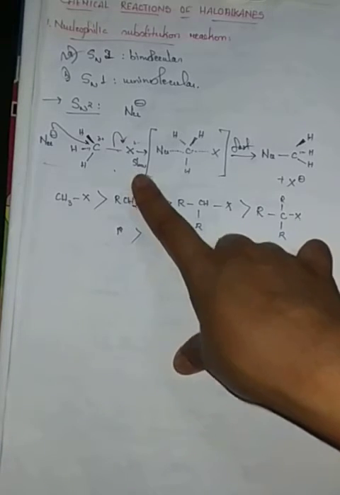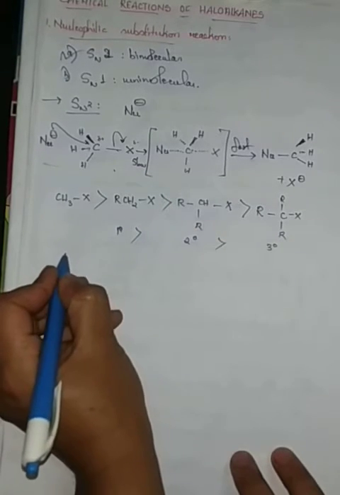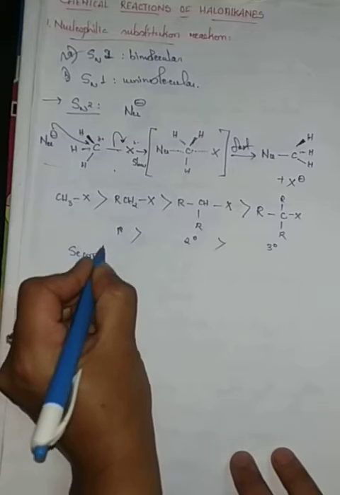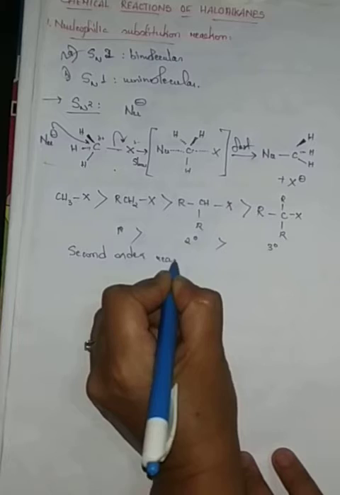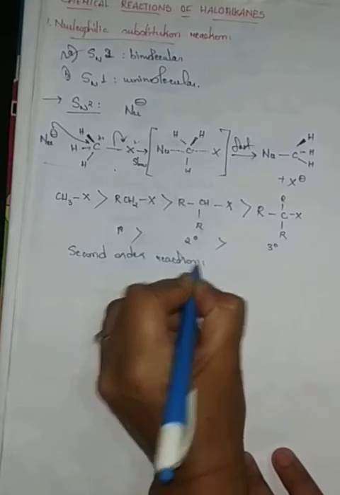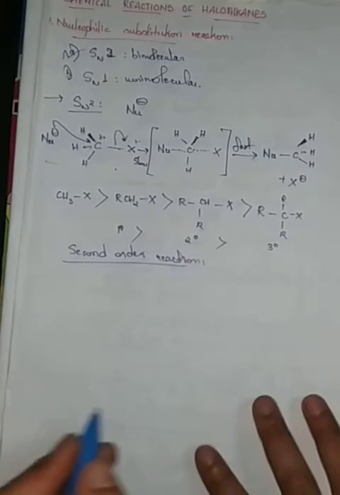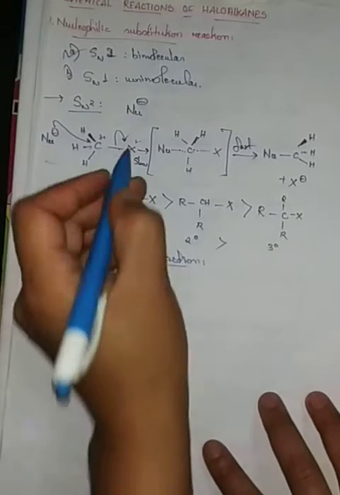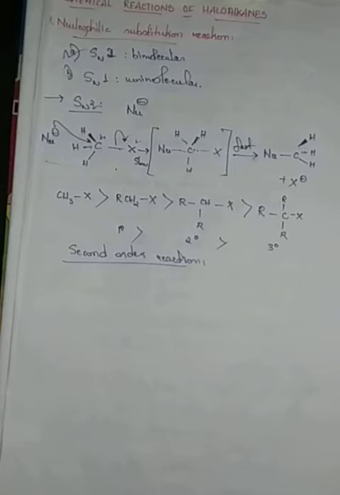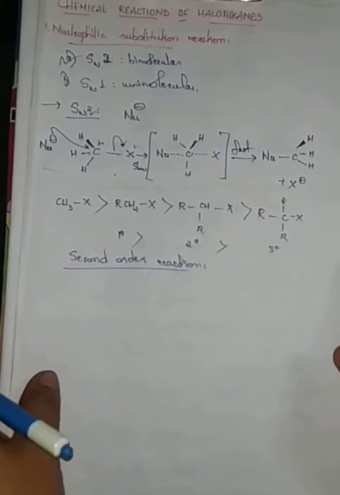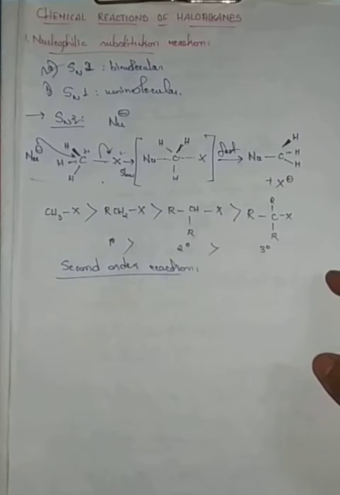by the slowest step. Therefore, we see here that it is a second order reaction. That is, the rate of the reaction depends on the concentration of both the reactants. Therefore, it is known as SN2 or bimolecular nucleophilic substitution reaction. Therefore, this is the mechanism of our nucleophilic substitution reaction for SN2 mechanism.